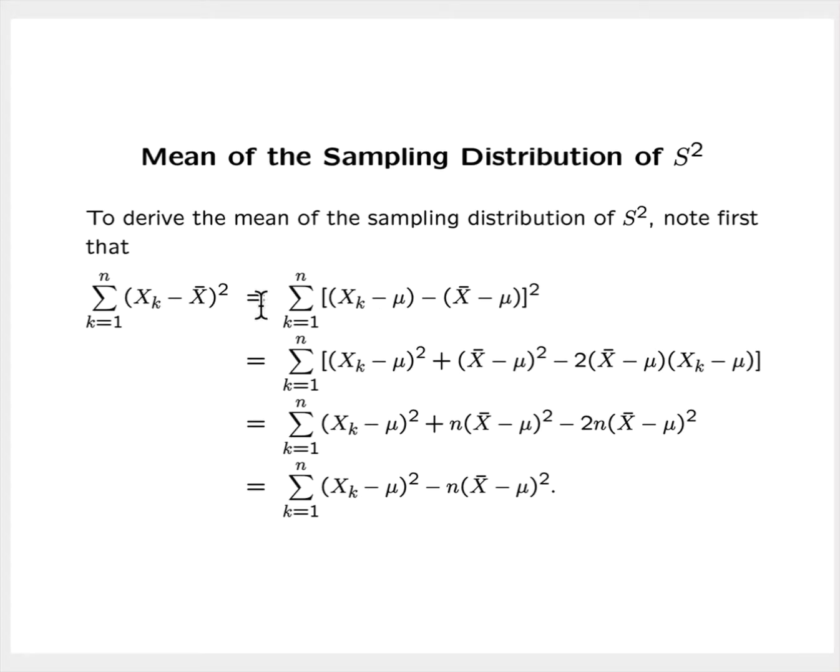The first thing I want to do is consider the numerator of the sample variance, the sum of the squared deviations of each observation around the mean. Note that we can rewrite this as the sum, k going from 1 to n, of (X sub k minus mu) squared, and then we subtract n times the square of the difference between X bar and mu. So that's a nice way to rewrite the sum of the squared deviations around the mean.